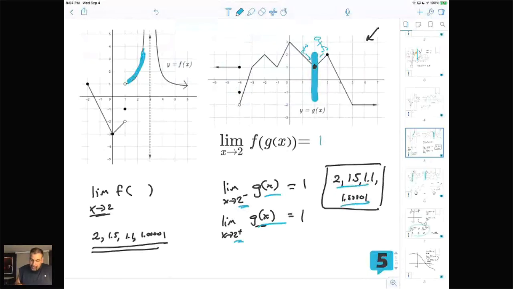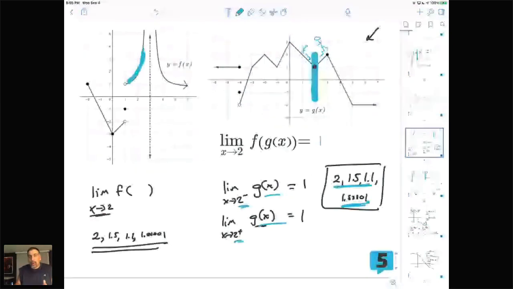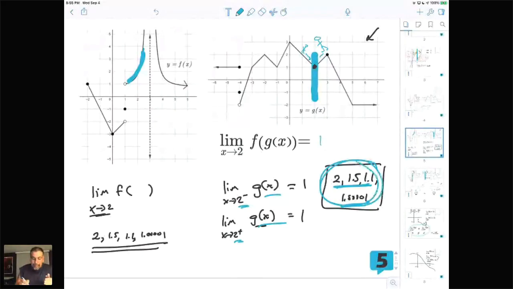So again, even though I've got this left and right on the 2, what is g of x doing? G of x in both cases follows this progression: 2, 1.5, 1.1, working its way down to 1. So regardless of left or right, in both cases we're following the progression from above, from the numbers greater than 1, which means I'm coming from this direction in both cases. I hope that's a little bit clearer of an explanation on that one.